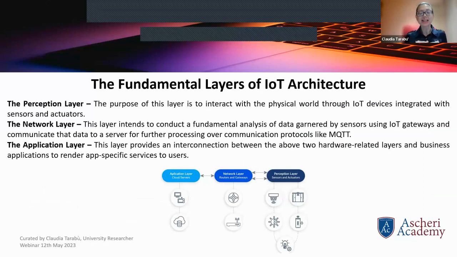As I was saying, we have also to briefly study the fundamental layers of an IT architecture, because in the technological structure that we have seen in the previous slide, there are some levels of employment, some level of usage that are foreseen for this kind of technological approach. The first level that we have to develop in a similar architecture is the perception layer.